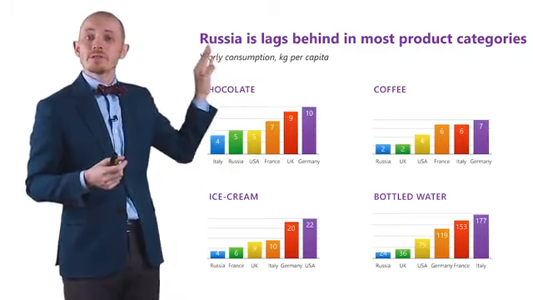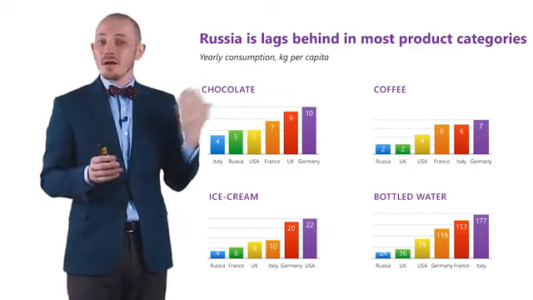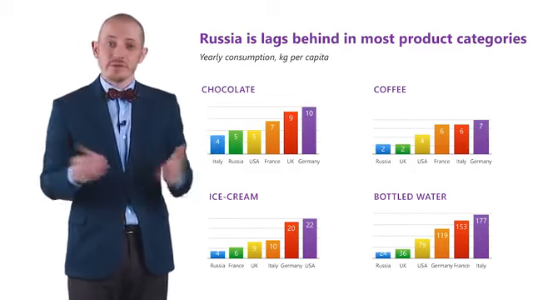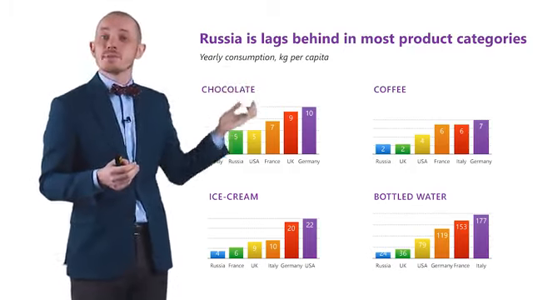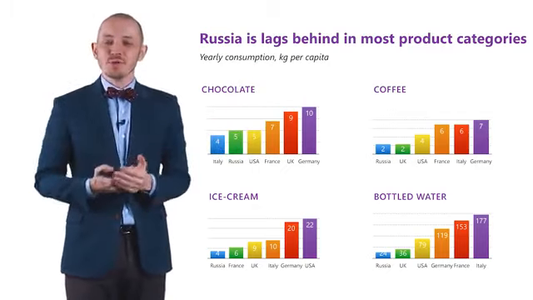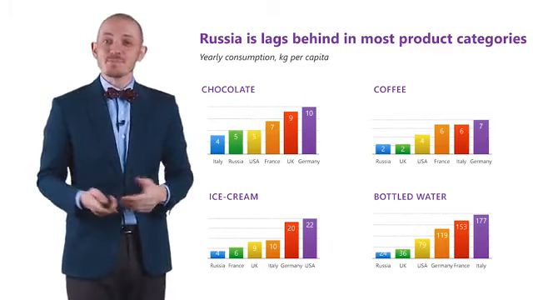We see what is happening, that the situation is sort of okay with chocolate, not so much with coffee. We're on par with Britain, we're tea-drinking countries, and we really lag behind in ice cream consumption and bottled water consumption, which is probably not such a bad thing. Less sugar, less plastic bottles.